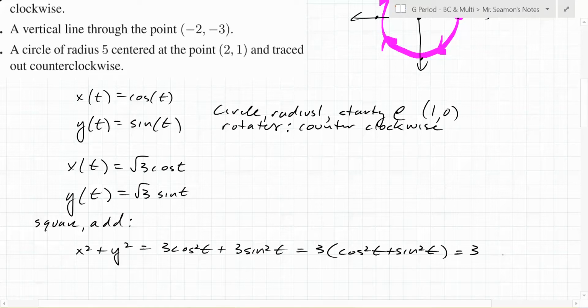Oh, that's a circle of radius what? 3. No. That's a circle of radius root 3. So we're doing this by experiment. We're close. So what do we change it to? 3. So that means radius root 3.